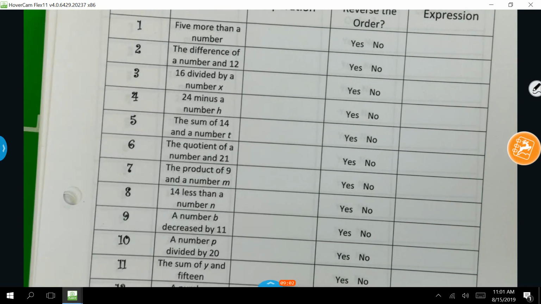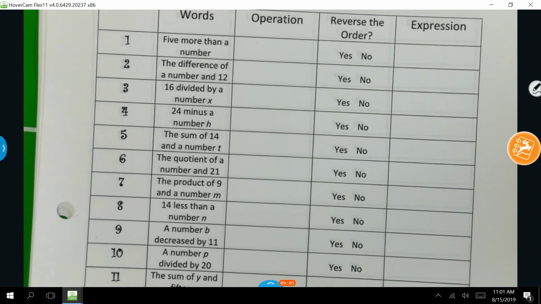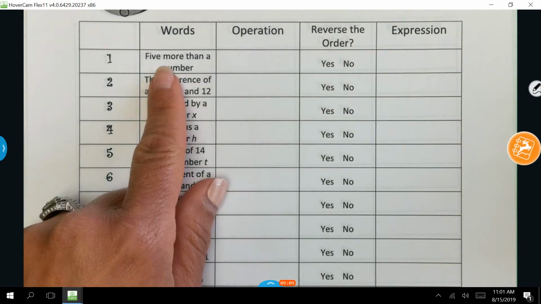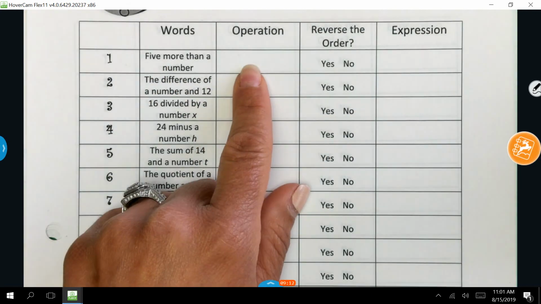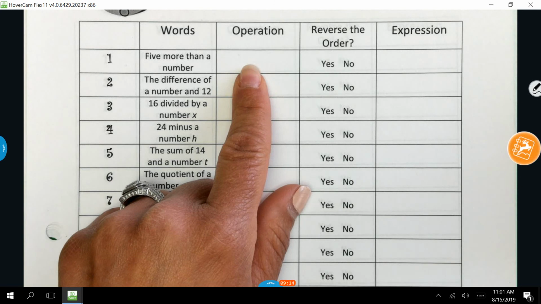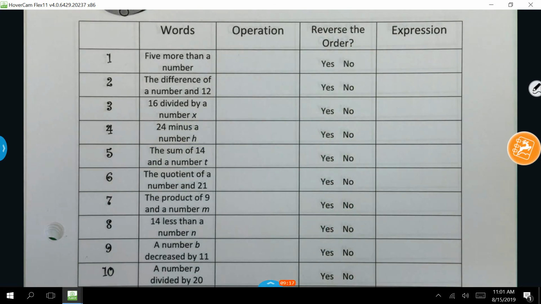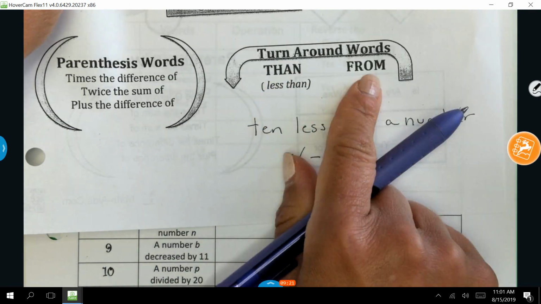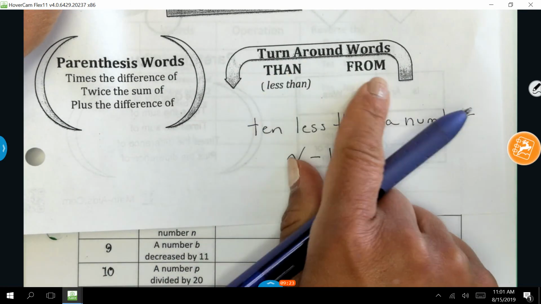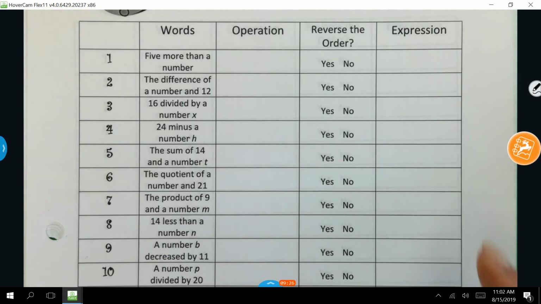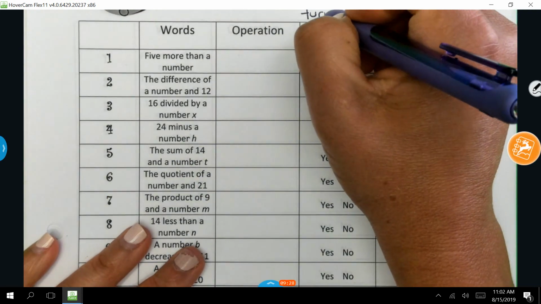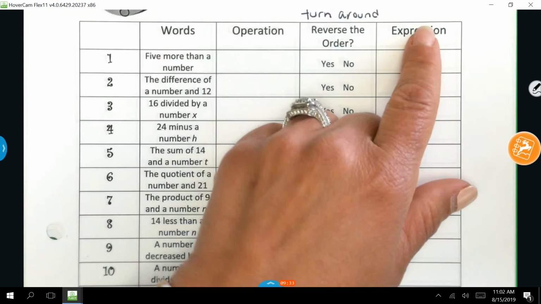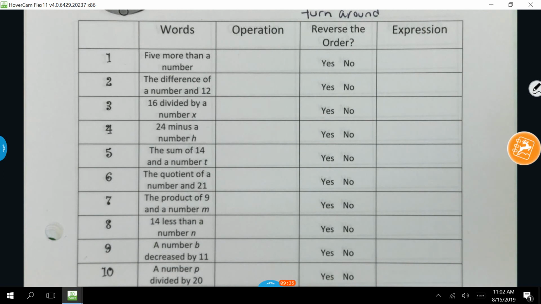So let's turn words into math. If a variable isn't given, choose your own. So these problems go across. They're going to give you these in words. You have to tell me what operation: add, subtract, multiply, or divide. Reverse the order. That is this. They're asking if these are turnarounds, like than or from. It's not that many, but they're in there. So let's write turn around, because that's what they're called in your notes. And then the expression is us actually writing the expression.